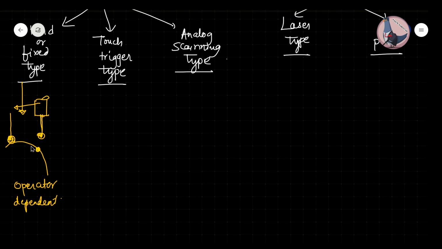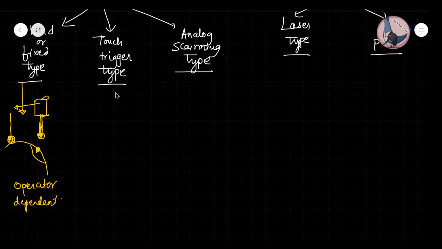The drawback of this is that every operator will have a different style. Some experts will just touch and move, touch at another point, then move to another point. Now what is the trouble coming? Suppose this material is not very rigid, suppose it is some rubber material. If the pressure between this and this is increased, then deformation will happen, and the coordinate that is read will be slightly erroneous. So when operator dependency is there, such error chances are present.